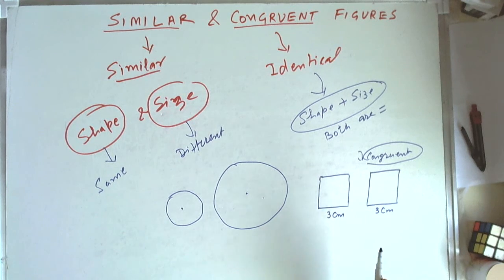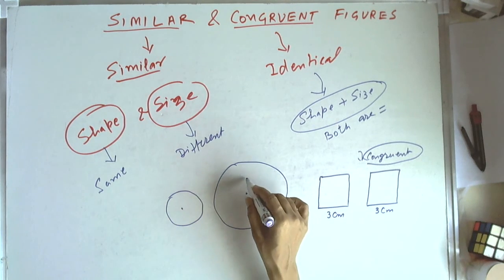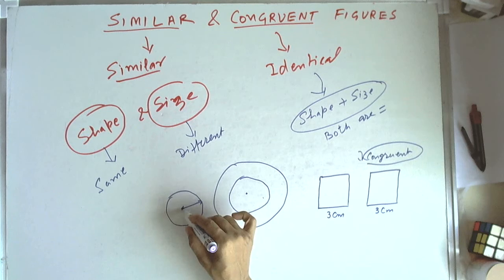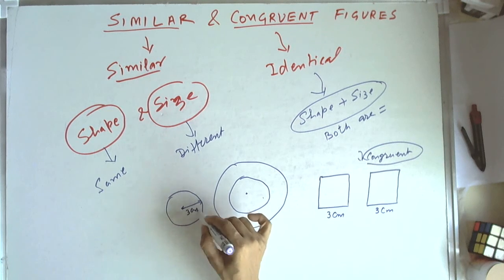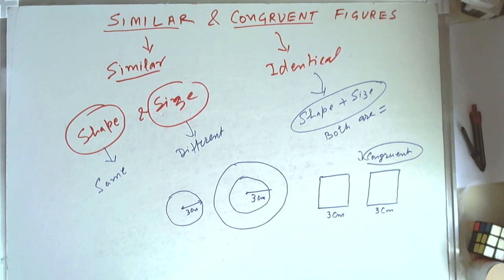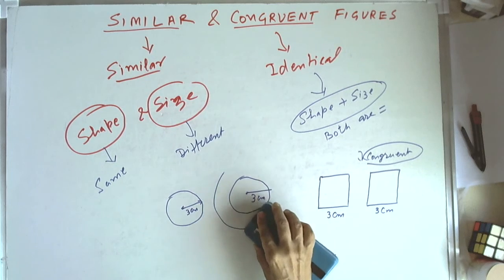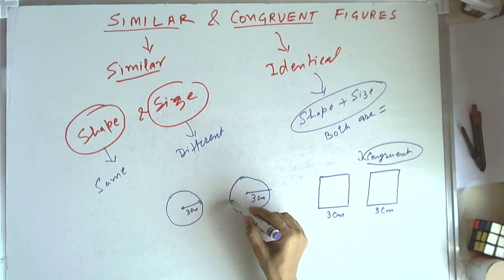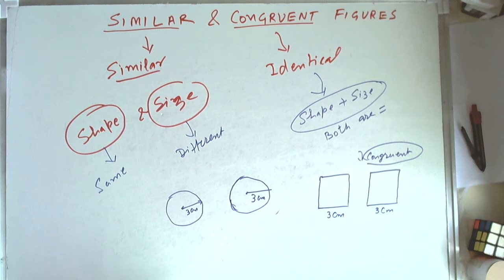only similar. So suppose we have an inner circle which is having the same radius. This radius is 3 centimeter and this radius is also 3 centimeter. Then these two circles are identical. So the difference between similar and congruent is, in case of similar, only the shape is same. But in case of congruent, even the size is same.